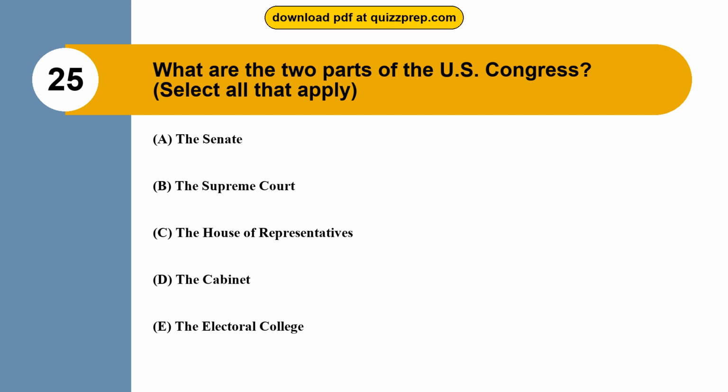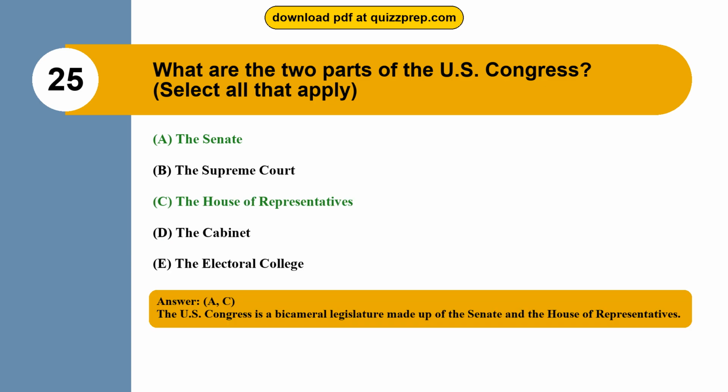Option A, the Senate. Option B, the Supreme Court. Option C, the House of Representatives. Option D, the Cabinet. Option E, the Electoral College. The correct answers are options A and C. The Senate, the House of Representatives. The U.S. Congress is a bicameral legislature made up of the Senate and the House of Representatives.